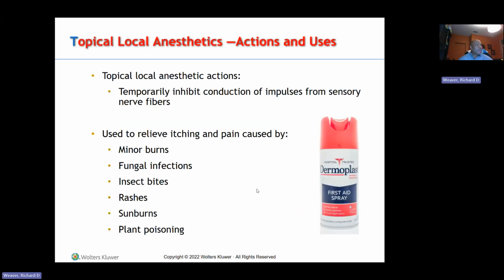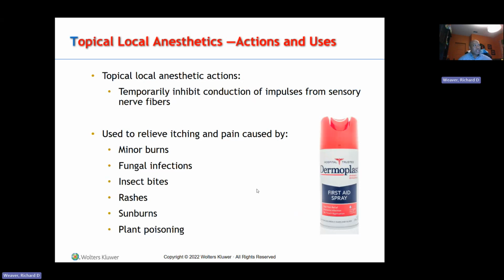Now, this is your topical local anesthetic. It just numbs things up, right? It temporarily inhibits conduction of impulses from sensory nerve fibers. So, in other words, remember, we have these sensory nerves all over our body, and they help us to detect pain, temperatures, touch, these different sensory feelings that we get because of the way the nerves work.